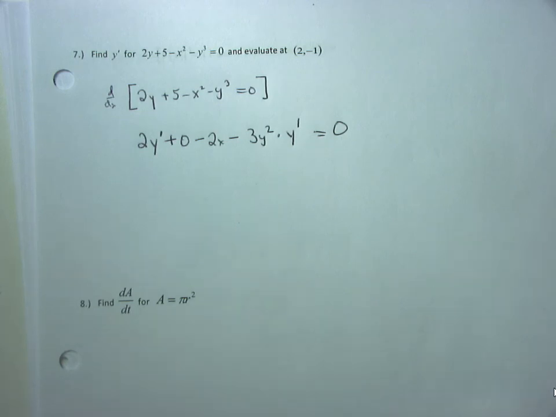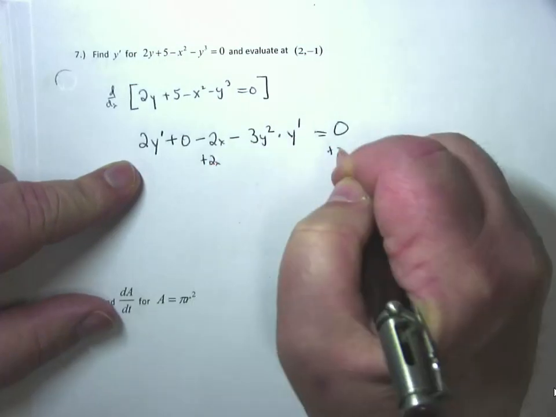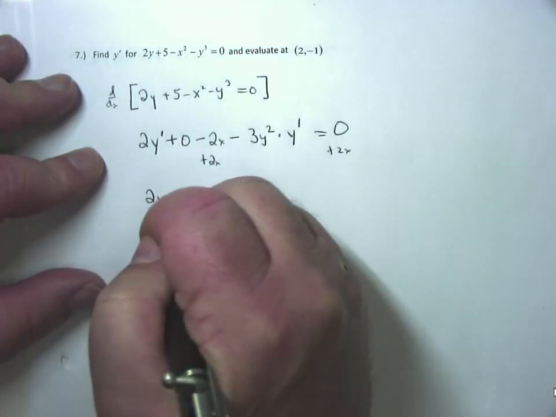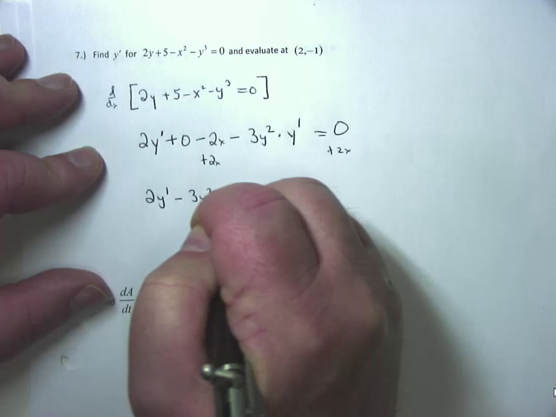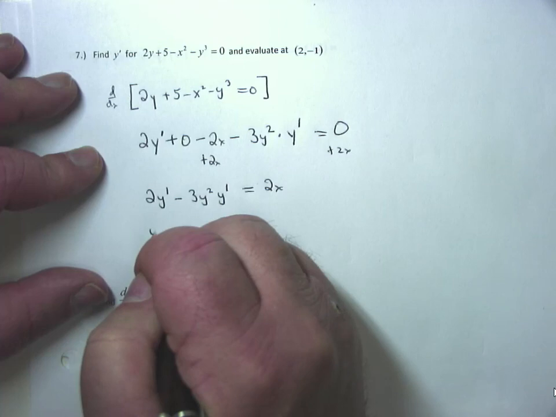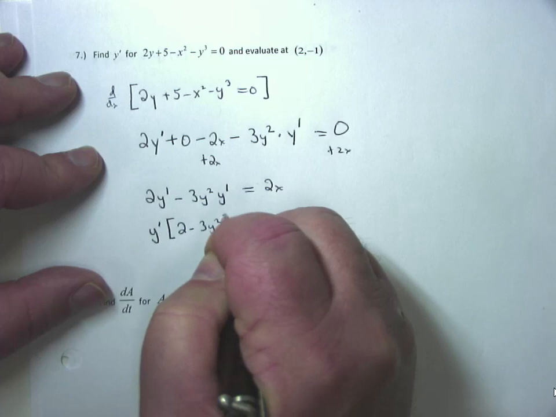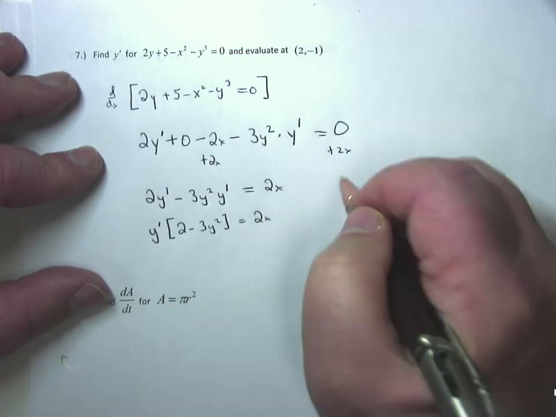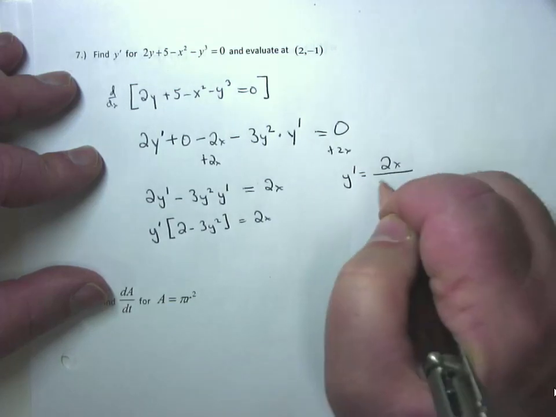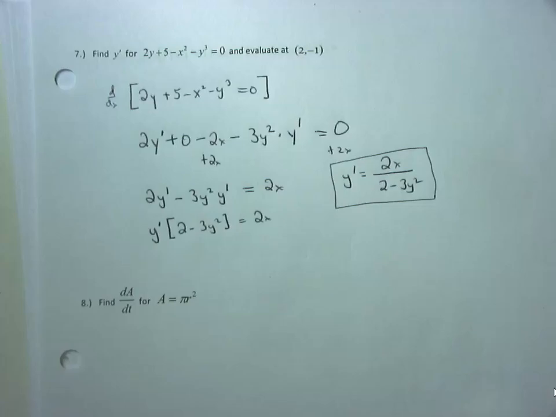So I'm going to solve for y prime. So I'm going to add the 2x to both sides. That's the only non-zero term without a y prime in it. That gives me 2y prime minus 3y squared times a y prime equals 2x. I'm going to factor out the y prime out of the thing. That's going to give me a 2 minus 3y squared equal to 2x, and then I can divide. Y prime is equal to 2x divided by 2 minus 3y squared. And there is the answer for the first part.